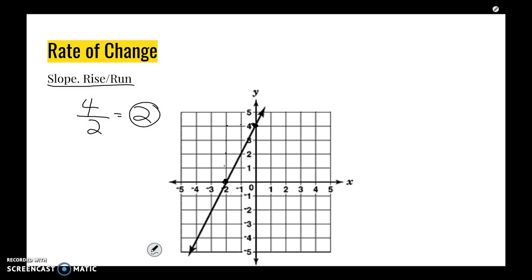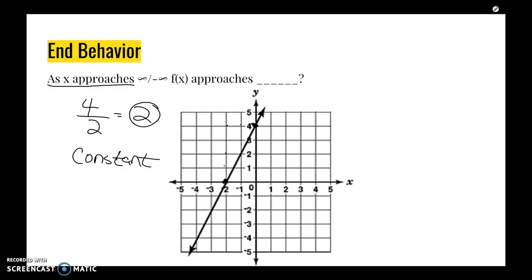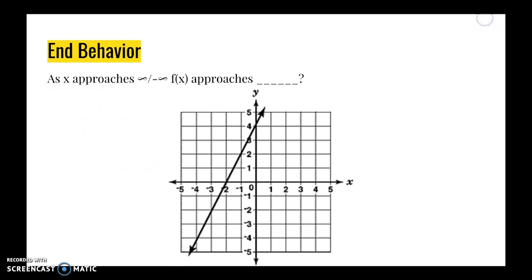All I need to remember here is that with a straight line, it's going to be constant. All right, it's going to be a constant slope whenever it's a straight line. So that's the key thing you've got to remember. All right, so with that being said, the last one we're going to talk about is end behavior. Now, end behavior requires you to be able to write a specific phrase down.